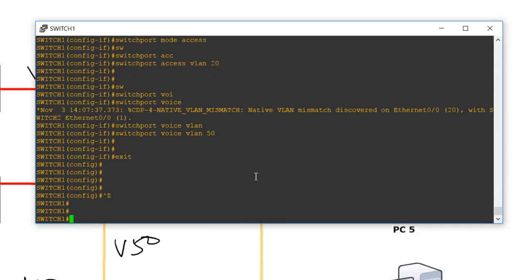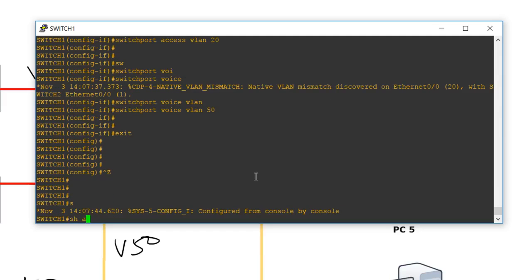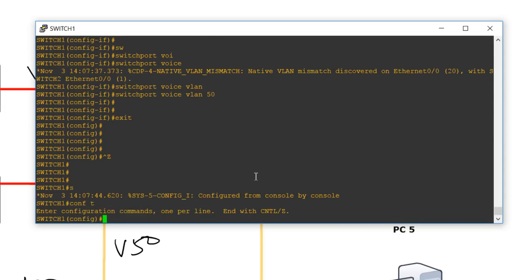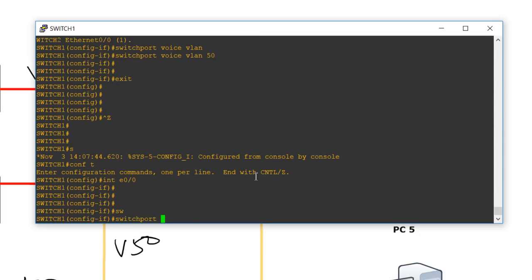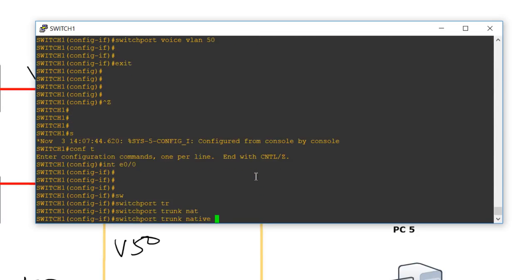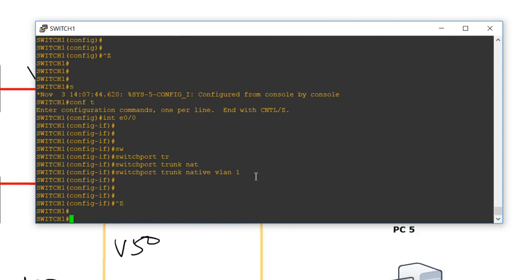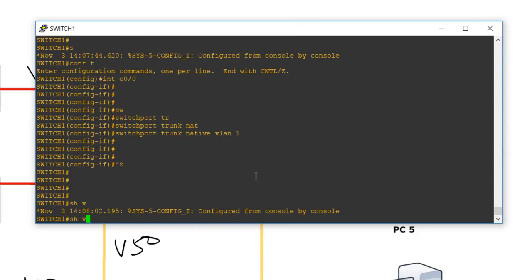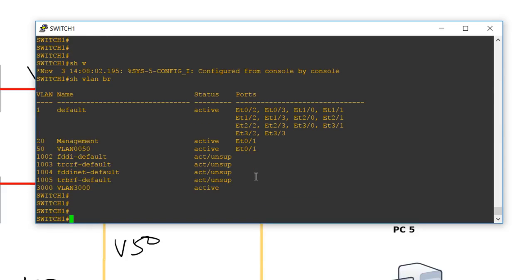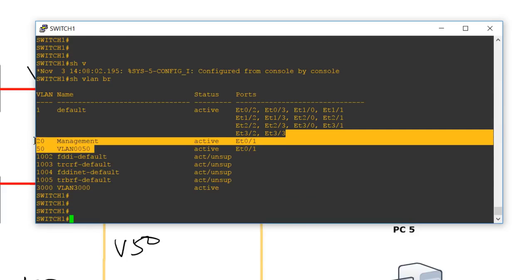Now let's do this. Show VLAN. Okay, this is going to irritate me because of this native VLAN mismatch. I'm going to quickly go there and change that. Configure interface E0/0, switchport trunk native VLAN 1. Okay. Show VLAN brief. So we see now we have VLAN 50 and VLAN 20.